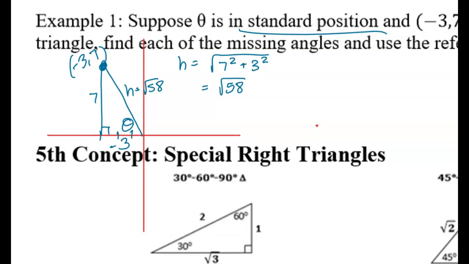So then let's go ahead and find theta, our reference angle. What am I going to use? I am going to use tangent because then I won't have to deal with a square root at all. So I'm going to use tangent. And remember, anytime we're trying to find an angle, we have to use inverse. And what is my ratio for tangent?